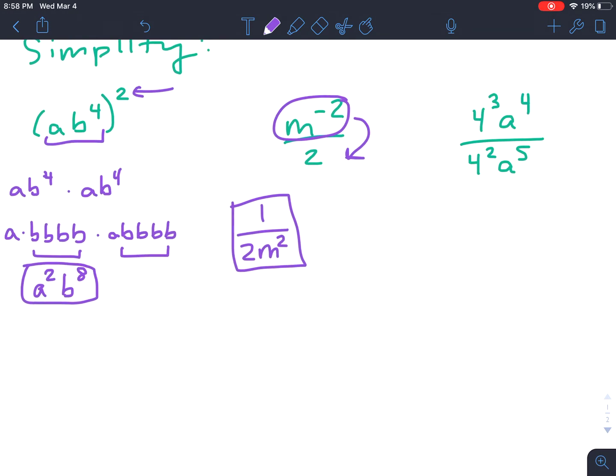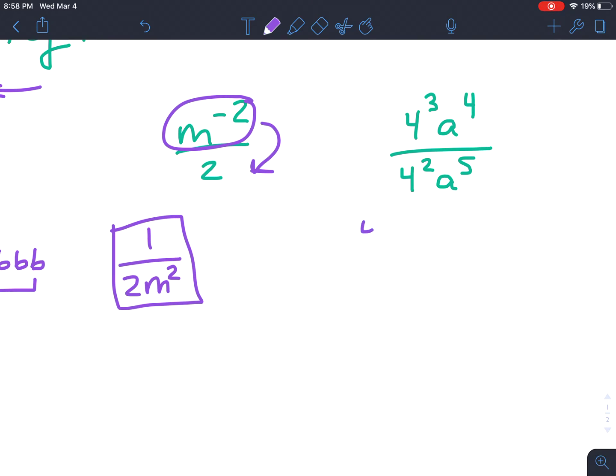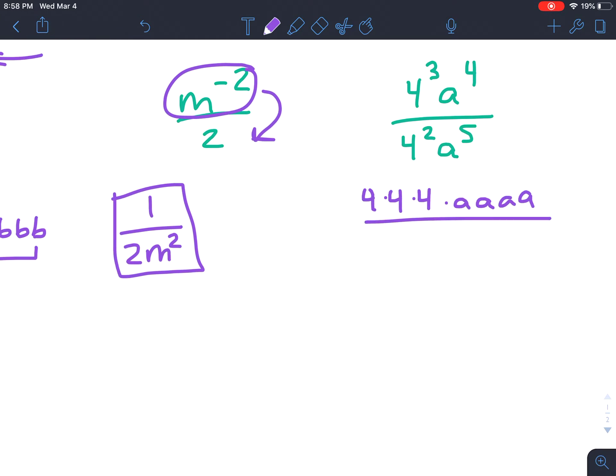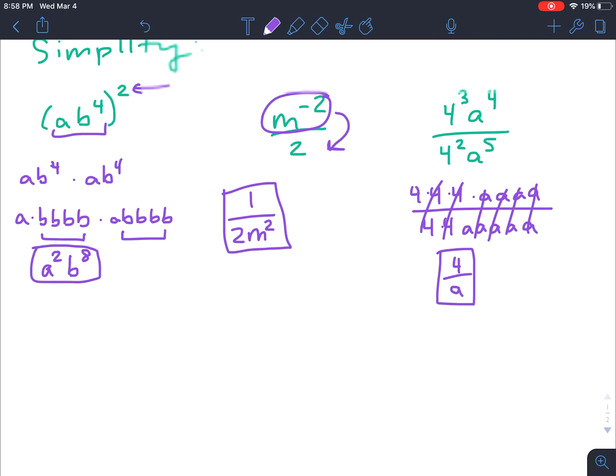And then for the final bell work question, this is a fraction. So if I put them all in expanded form, I can get rid of the pairs that repeat. So I'm going to have 4 times 4 times 4 times a, all over 4 times 4, a, and then you get rid of the repeating pairs. So I can get rid of 2 pairs of 4s, I can get rid of 4 pairs of a's, and I am left with a single 4 on top and a single a on the bottom. So 4 over a is the final answer.